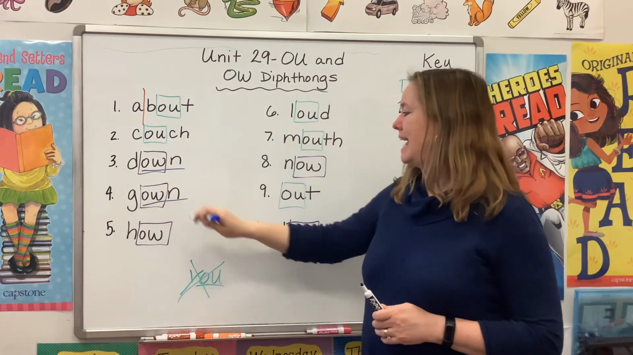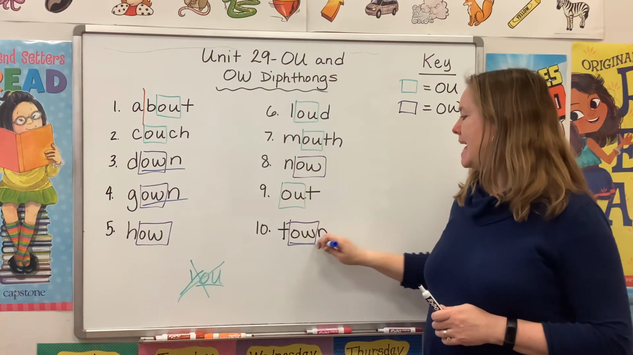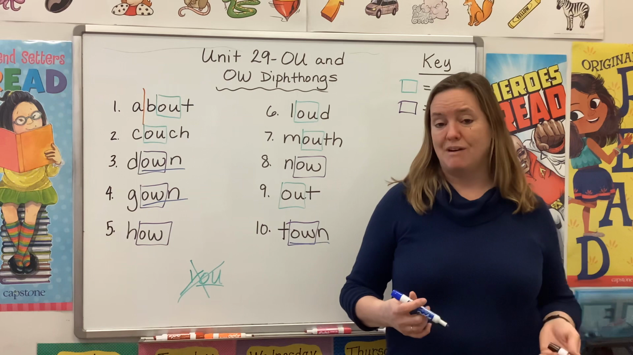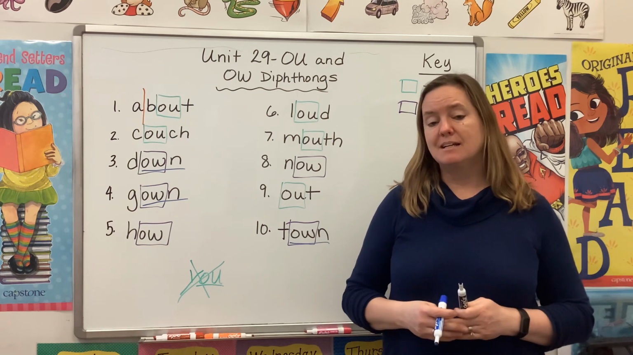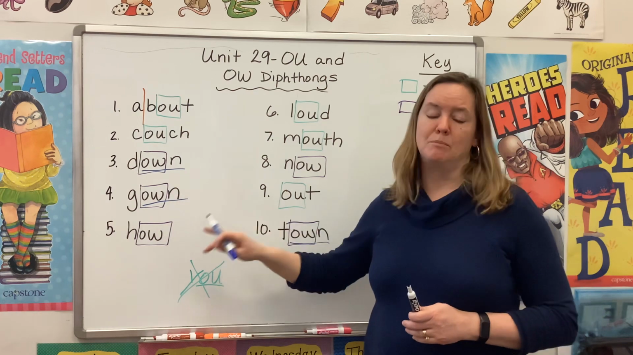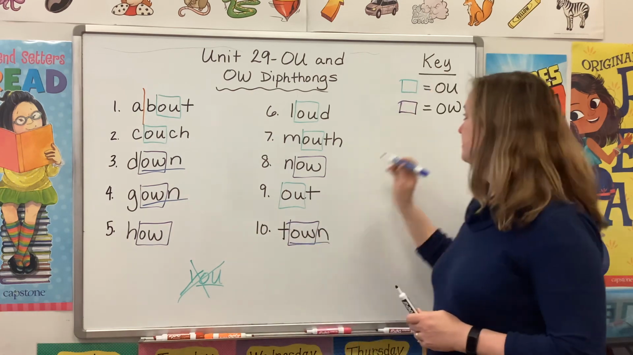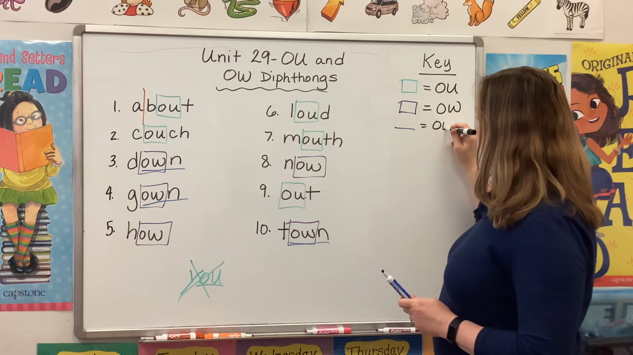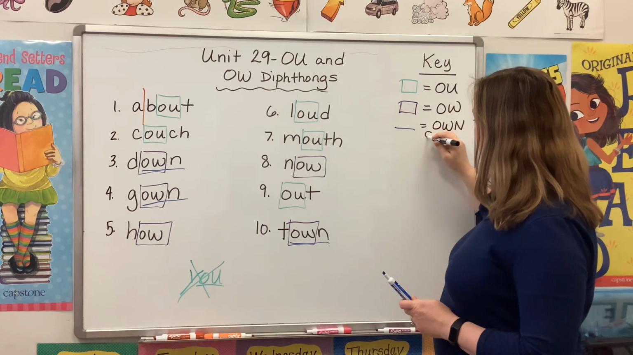Down, gown, town, frown, clown, brown. If you're trying to come up with a word that rhymes with those words, use OWN, okay? So blue line equals the O-W-N chunk.